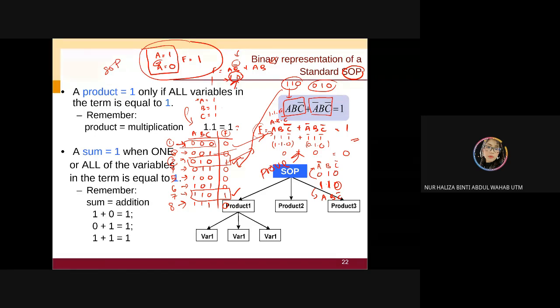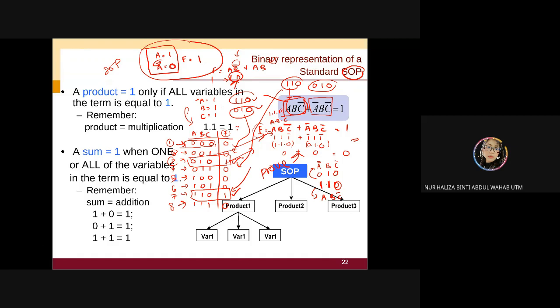If there is a bar, it means 0. So for this point, you will get 1, 1, 0. If there is a bar over here, it is 0. So only at these two inputs, your output will be 1. The rest will be 0.